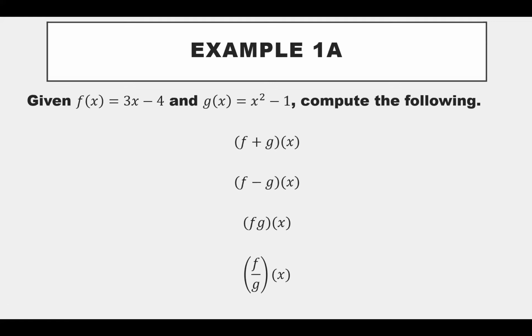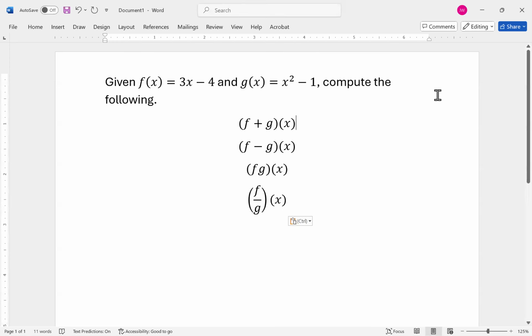Let's do an example. Let's take f of x as the function you get when we take 3 times x minus 4 as the output, and g of x as the function whose output is x squared minus 1. And we'll compute f plus g of x, f minus g of x, f times g of x, and f divided by g of x. Each one of these is going to create a new function whose variable or whose input is x. We'll do these one at a time.